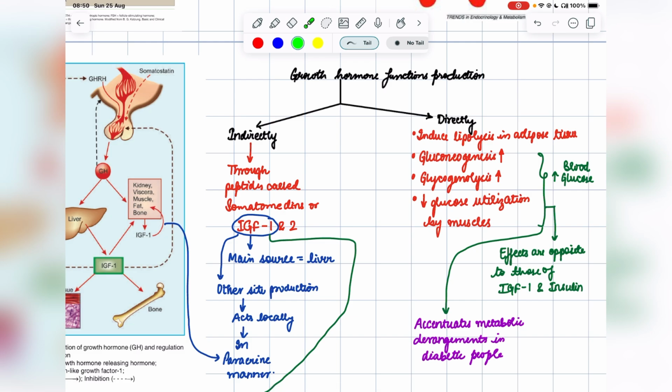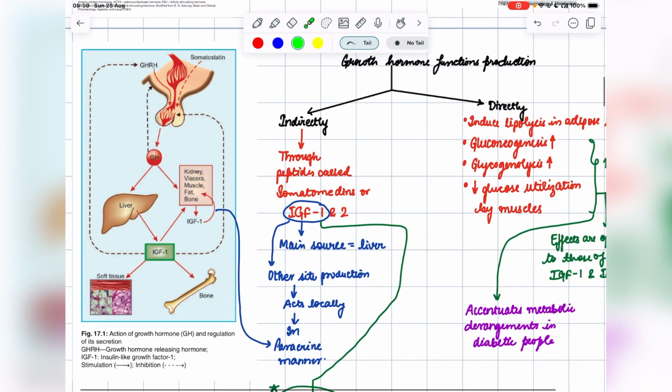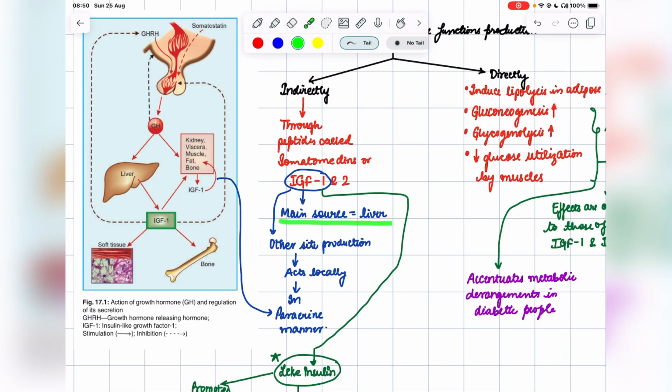Okay, so coming on to how the growth hormone functions are produced. They can be produced either directly or indirectly. First, let's talk about indirectly. What this indirectly means is that they are through some peptides called somatomedins or insulin-like growth factors 1 and 2. IGF is insulin-like growth factors. The main source of formation of IGF-1 is liver. Please remember this point, that the main IGF that regulates whole of the growth hormone indirect effects is formed by liver.